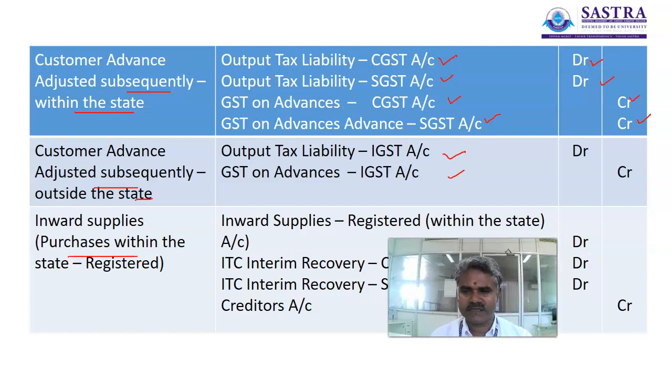Inward supplies, purchase within the state. So inward supplies account debtor. Here inward supplies means purchase. So ITC, input tax credit CGST, input tax credit SGST. When you charge output tax, the output tax is charged at the time of sale. When you charge input tax, the input tax is charged at the time of purchase. Very simple.